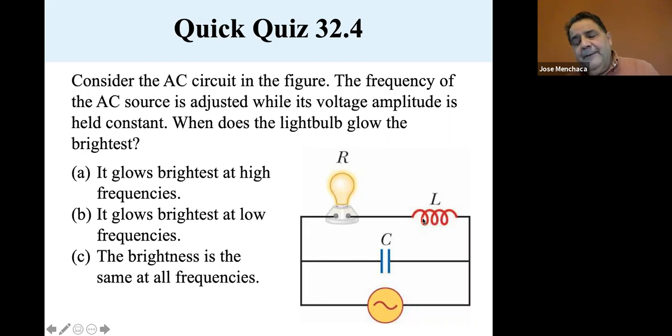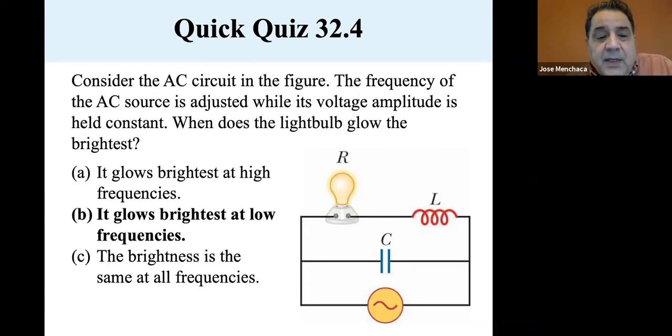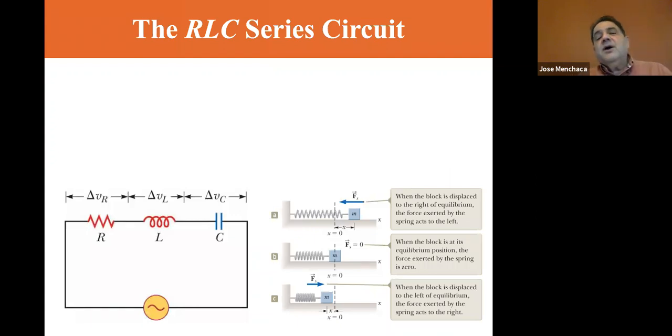inductor increases in reactance. At low frequencies, let's take it all the way to DC, the capacitor becomes an open circuit, and the inductor just becomes basically a piece of wire. And so the answer in this case would be B. It glows brightest at low frequencies. Okay, now next we're going to get into RLC circuits.